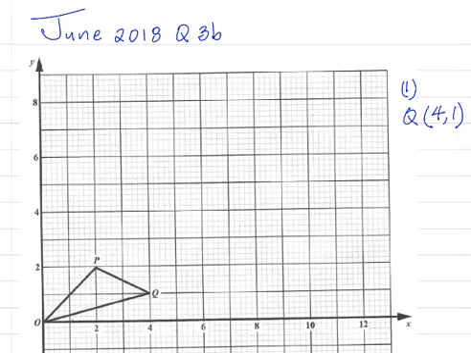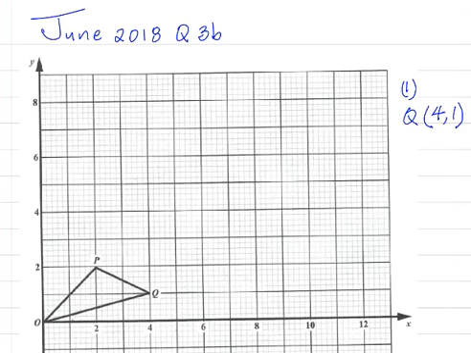Whenever I'm doing my enlargement, I always do it based on this principle: the distance from the center to the image is k times the distance from the center to the object, k being the scale factor. So since the scale factor is 3, whatever is the distance from the center to the object, I'm going to multiply that distance by 3.